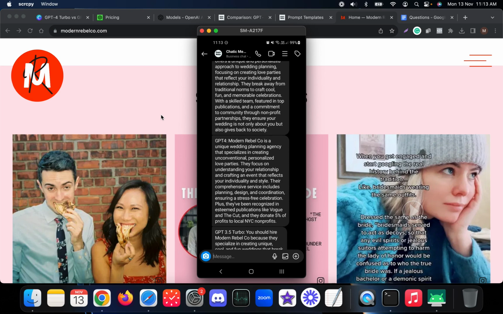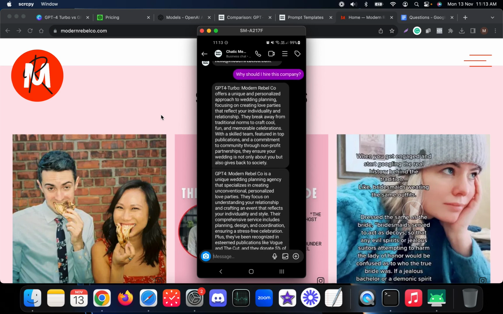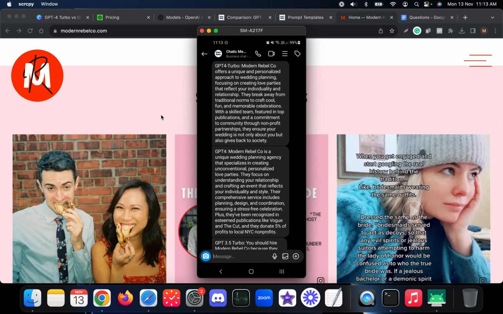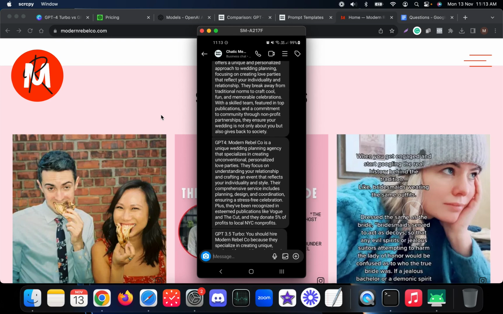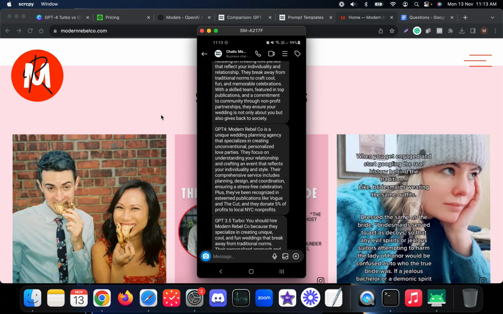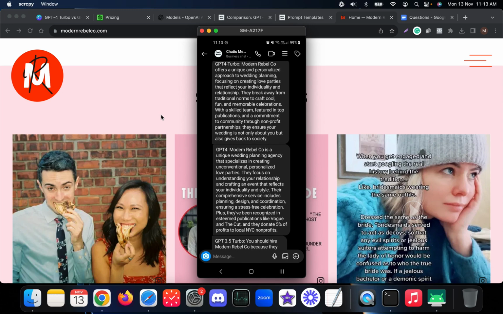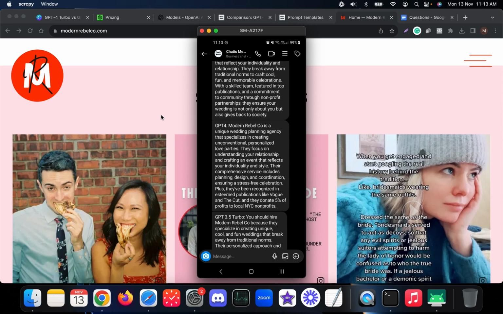It also says it's a unique wedding planning agency, positioned in creating unconventional, personalized love parties. They focus on understanding your relationship, crafting events that reflect your style and individuality. The comprehensive services include planning, design, coordination, plus they have been recognized in esteemed publications, and they also donate 5% of profit to local NYC non-profits. As you see here, both responses are kind of the same, but there are some plus and negative points as well.